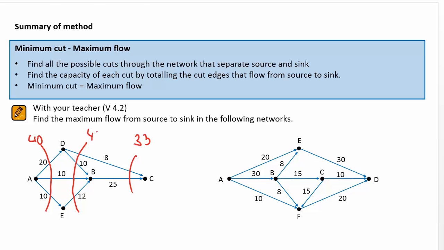There's a cut of 40 there. There are potentially other cuts to analyse. This one, 42. But it would appear the minimum cut is 33. And hence the maximum flow.